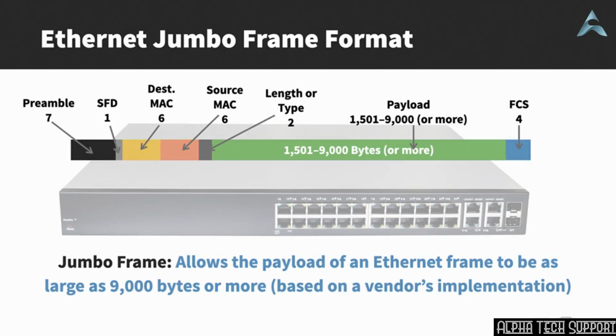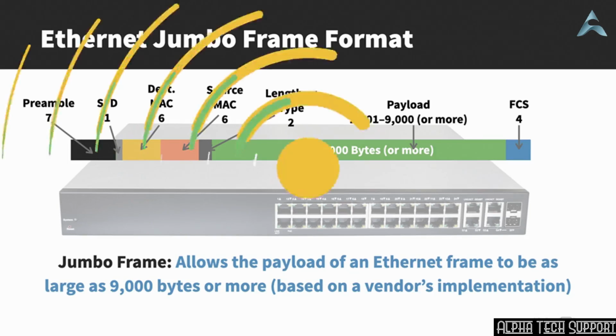Instead of having a maximum of 1500 bytes, we might have equipment that supports something called an Ethernet jumbo frame. With a jumbo frame, the payload can be as big as 9,000 bytes. And that value can vary vendor to vendor, but typically it's about 9,000 bytes max. And if we think about it, this is going to give us more efficient transmission of data. We're sending more data with less overhead.